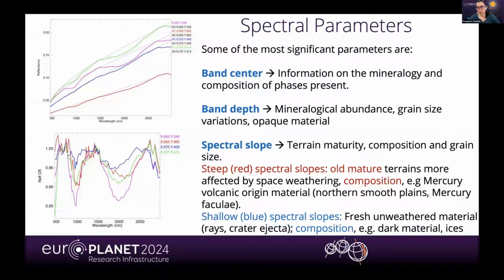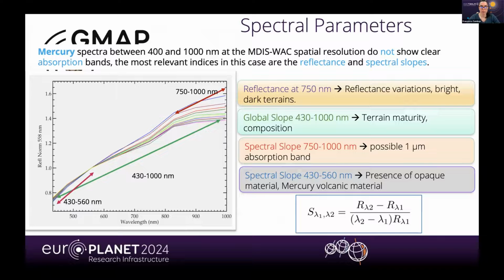So in this case, related to the material. Less than 5 minutes. Okay, then you have also shallower blue spectral slope, and also in this case they are typical of unweathered material, but also composition, for example, dark terrain and also ices, not our case, show shallower spectral slope. These are the typical spectral slope you can use for Mercury.